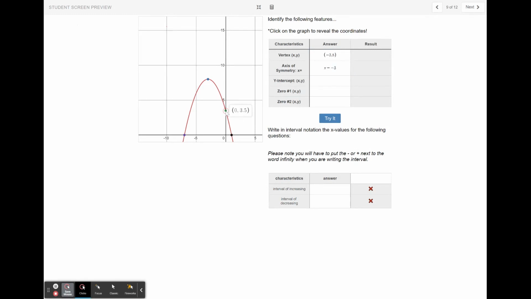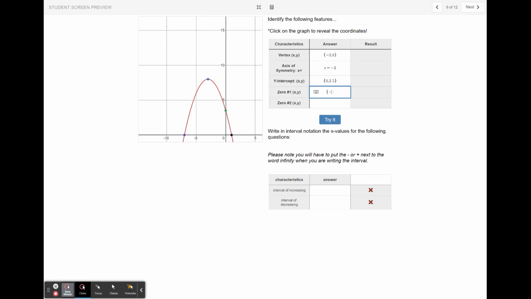Y-intercept is exactly what we think it is. It's where it crosses the y-axis. And then zeros, that's just a fancy way of saying x-intercepts. So negative 7, 0, and 1, 0.